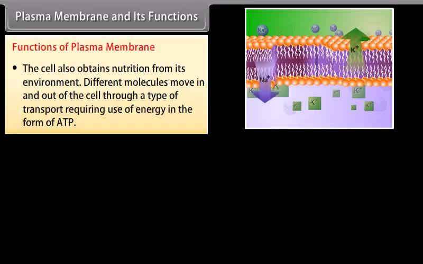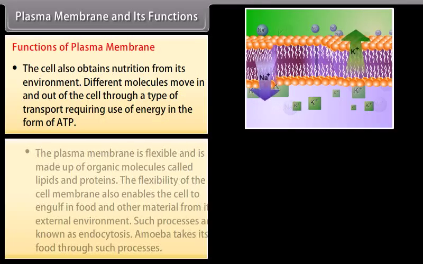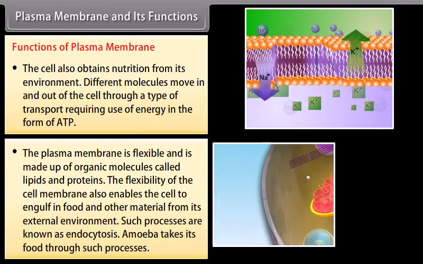The cell also obtains nutrition from its environment. Different molecules move in and out of the cell through a type of transport requiring use of energy in the form of ATP. The plasma membrane is flexible and is made up of organic molecules called lipids and proteins.